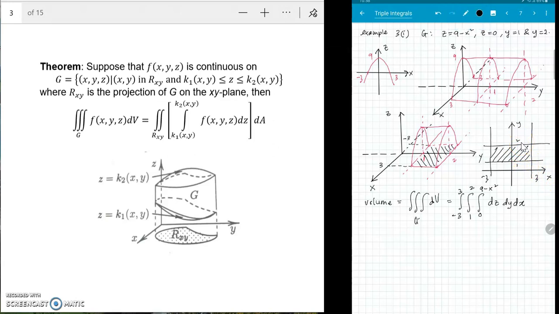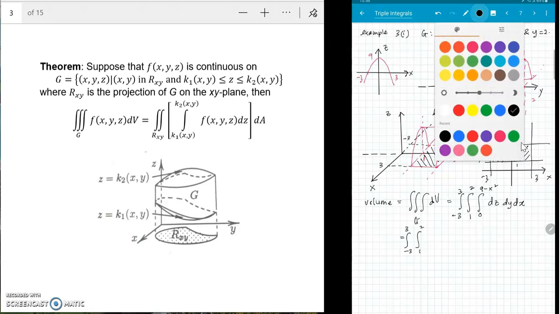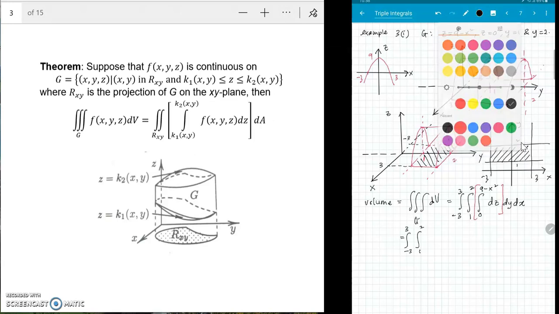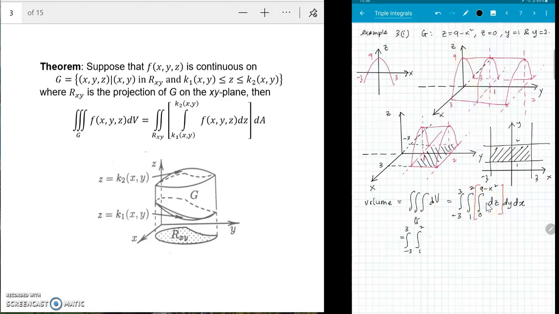Now the evaluation is the easy part. We integrate the inner integral first, which is integration with respect to z. The integrand is 1, so integrating 1 with respect to z, you get z. Then replace z with the upper and lower limits, still with dy dx, and we get 9 minus x squared minus 0.